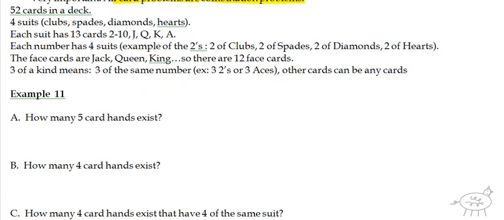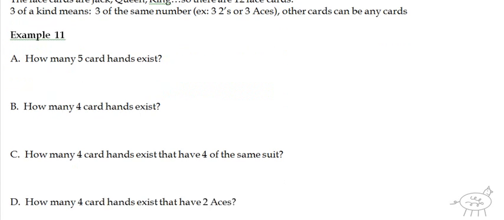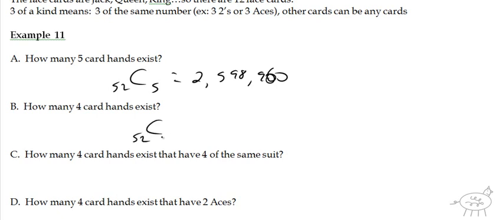Okay? So let's get down to business here. Example 11. How many different 5-card hands exist? Well, there are 52 cards, and I'm picking 5 at a time. So it's 2,598,960. How many 4-card hands exist? Well, 52C4, which is 270,725. It's like 1/10 of that when you're looking for 1 less card.